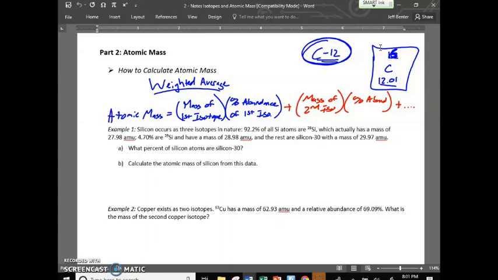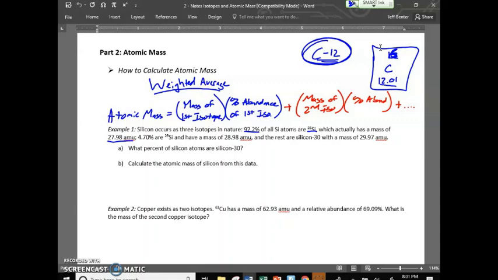So let's look at silicon. Silicon exists as 3 isotopes. Most of it, over 92% of it, is silicon-28, which actually has a mass of 27.98. The reason for that is because of Einstein's relativity. Some of the mass is converted to energy and released. Think of an atomic bomb. Some of the mass that was in the bomb is released as energy, not as mass.